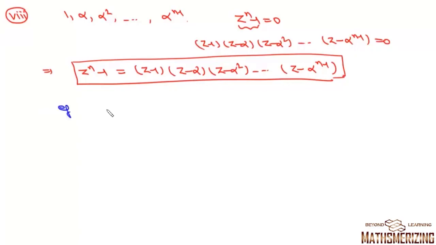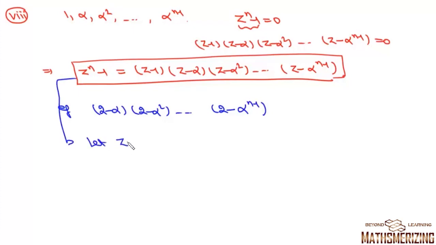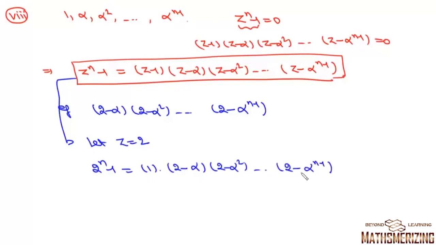We'll be using this identity to find some results in terms of product. Say for example, we need to find the value of 2 minus alpha, 2 minus alpha square, up to 2 minus alpha to the power n minus 1. So what we'll do is, we'll simply take z as 2. We'll write 2 to the power n minus 1 will be equal to 2 minus 1, which is 1, and then 2 minus alpha, 2 minus alpha square and so on up to 2 minus alpha to the power n minus 1. So value of this product is nothing but 2 to the power n minus 1.